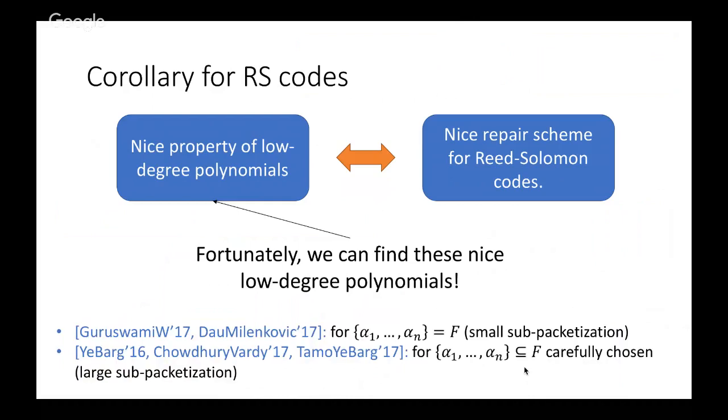So here's a bunch of different constructions, which are all based on this framework, and which all find nice low-degree polynomials. Both in the small subpacketization regime, when the number of evaluation points is the whole field, and also in the large subpacketization regime, when you take the number of evaluation points to be much, much smaller than the whole field, and they're chosen very carefully to have some nice algebraic structure. Okay, so maybe here's the point at which those who need to go can exit. So here's the punchline: we can find these low-degree polynomials, and everyone's happy.